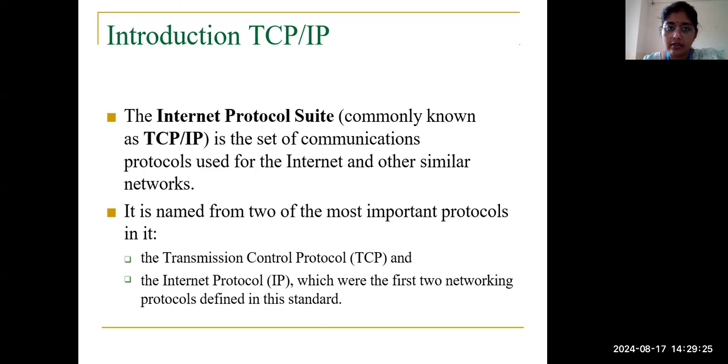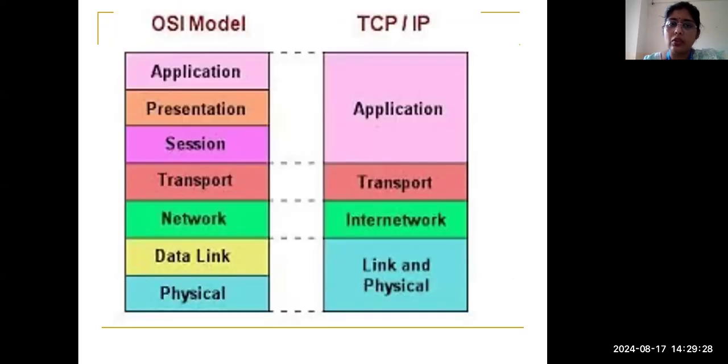Now, let us compare it with the OSI model. OSI is the Open System Interconnection model. And as we know, in the OSI model, there are 7 layers. But in TCP/IP, there are 4 layers. So the work that is performed in the application layer, presentation layer, and session layer in the OSI model is all performed in the application layer in TCP/IP.